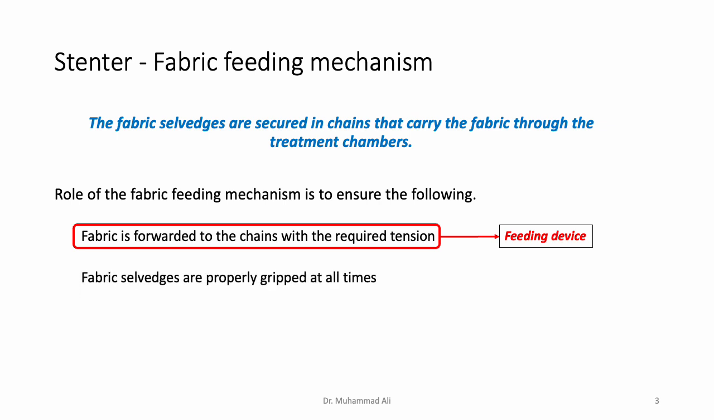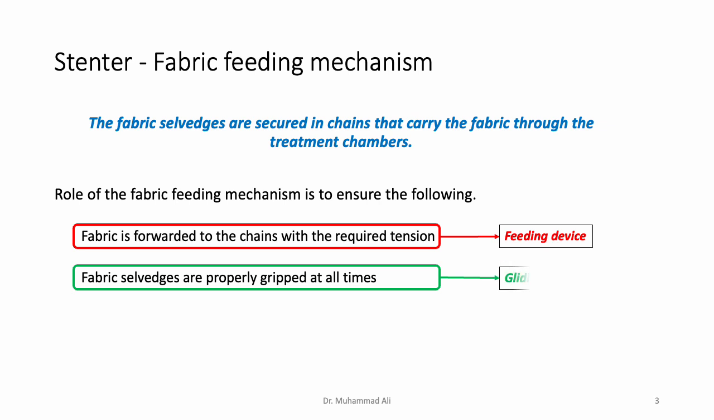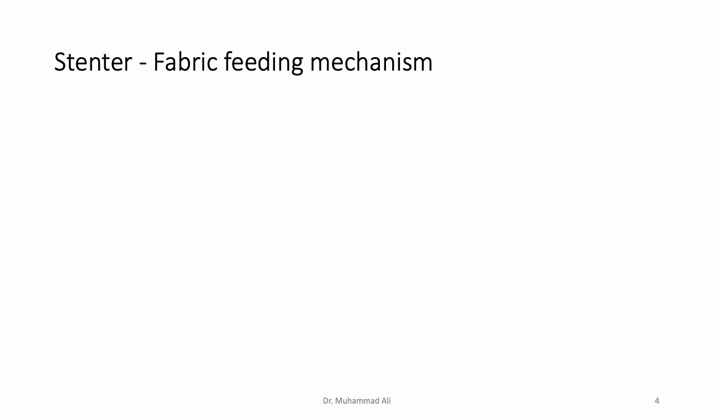The second thing that the feeding mechanism has to achieve is to ensure that fabric selvages are properly gripped at all times. Because if the fabric selvages are not held properly, then the fabric will be damaged in the machine as it goes through the treatment chambers. And this is done with the help of gliding mechanism. So in summary, we can say that the fabric feeding mechanism in a Stenter consists of a feeding device which controls the lengthwise tension in the fabric, and a gliding mechanism which ensures that fabric selvages are held properly at all times. So let's look at the first component of the fabric feeding mechanism.